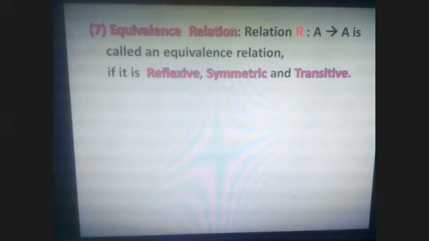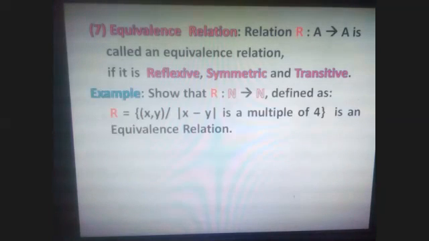A relation R from A to A is called an equivalence relation if it is reflexive, symmetric, and transitive. Very important. We started with reflexive relation, then we had symmetric relation, then transitive relation. When a relation is reflexive, symmetric, as well as transitive, it is called an equivalence relation. So if you want to prove a relation is an equivalence relation, we have to prove all three: it's reflexive, symmetric, and transitive.